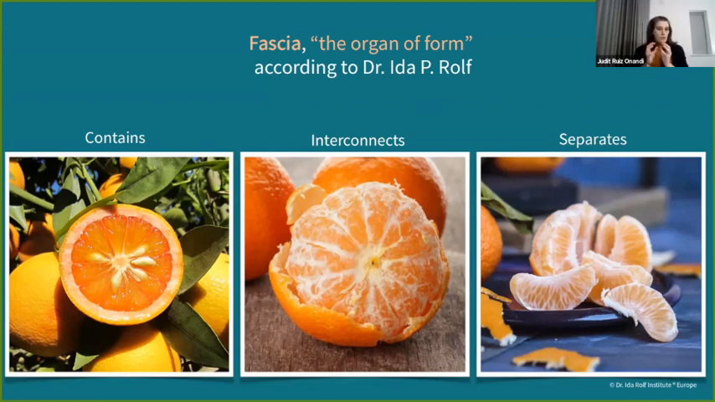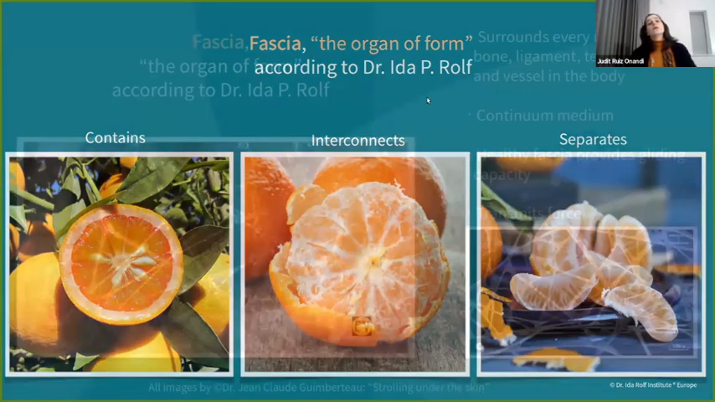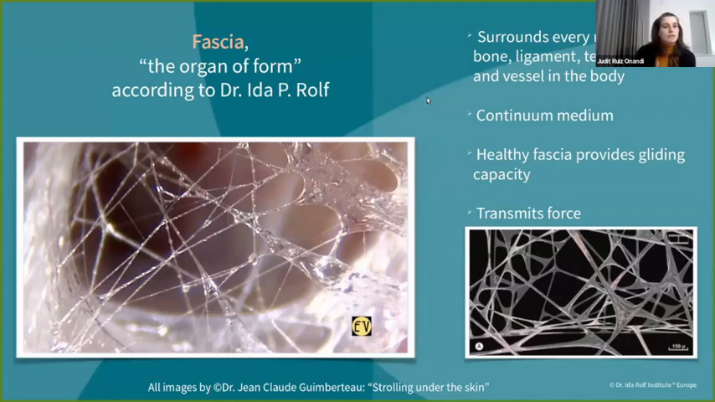But if we take the orange and we move one segment a tiny bit, that force is going to be transferred to the other segments. So it interconnects them too. And this is what happens in fascia. It is a continuum medium because we have a fascia that surrounds my whole body, the superficial fascia. And then the fibers start going into the body to surround every muscle, every organ, every bone, ligament.